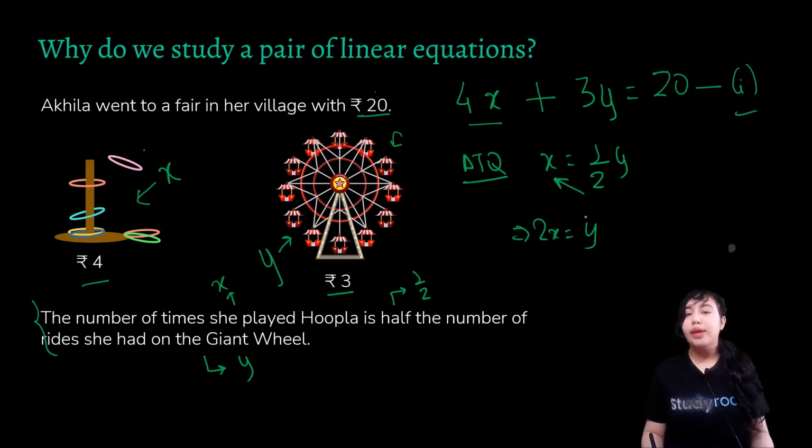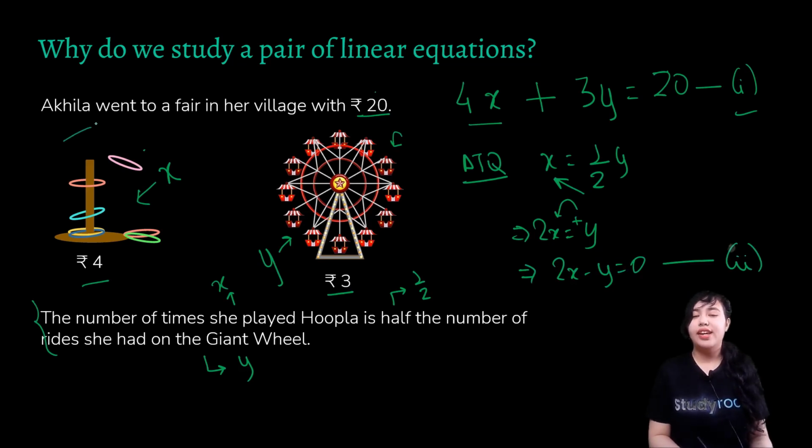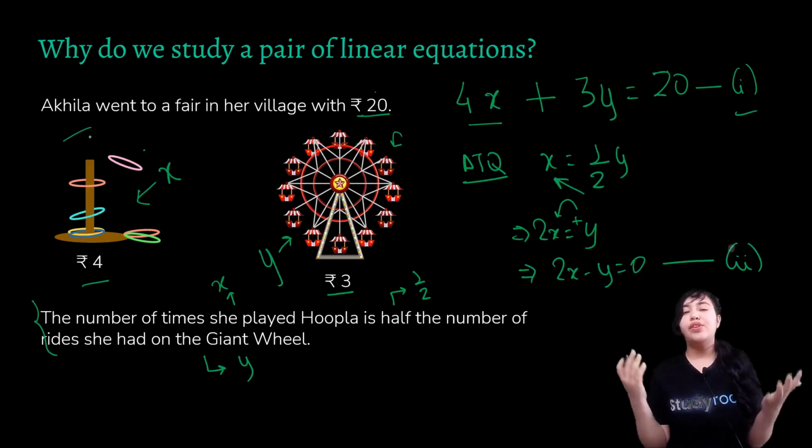Whenever a sign is not mentioned, we assume it to be plus. So when plus goes on the other side of equal to, it becomes minus. So we will get 2x minus y is equal to 0. And with this, the two linear equations are ready for Akhila. In fact, you can have it for your own case also.